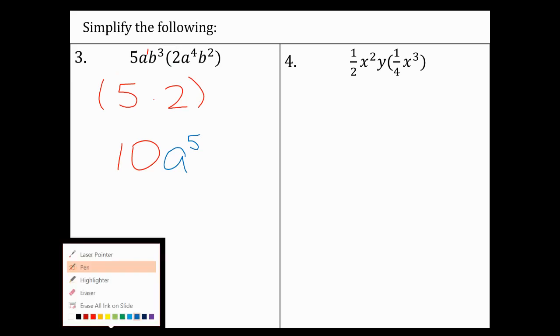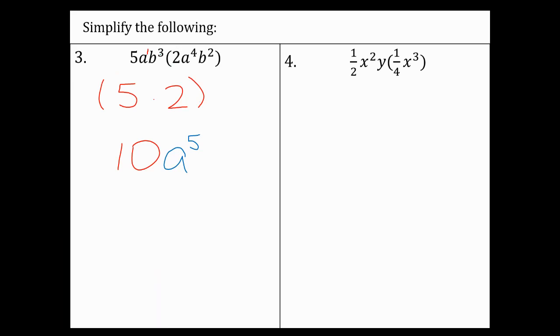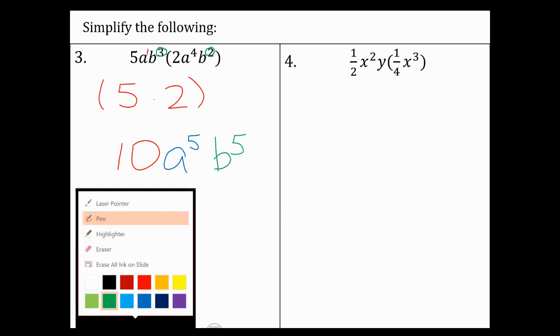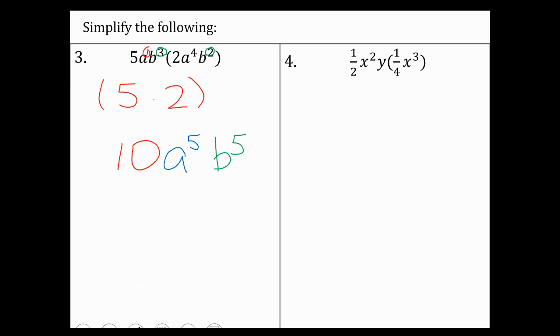We didn't even look at b, we didn't look at our numbers in front, we only focused on a. Now let's do the same thing for b. We have b to the 3rd and b squared. We're going to add those exponents. I'm going to circle those in green, and that's going to give us b to the 5th power. So only focus on one variable at a time and add those exponents. And that's our answer for this one.